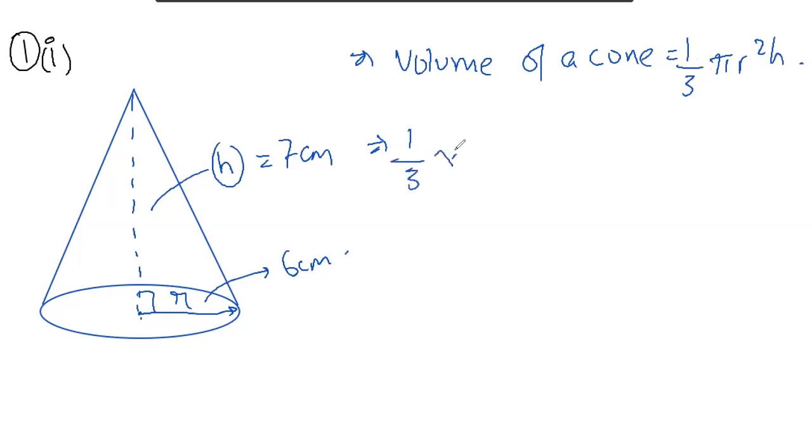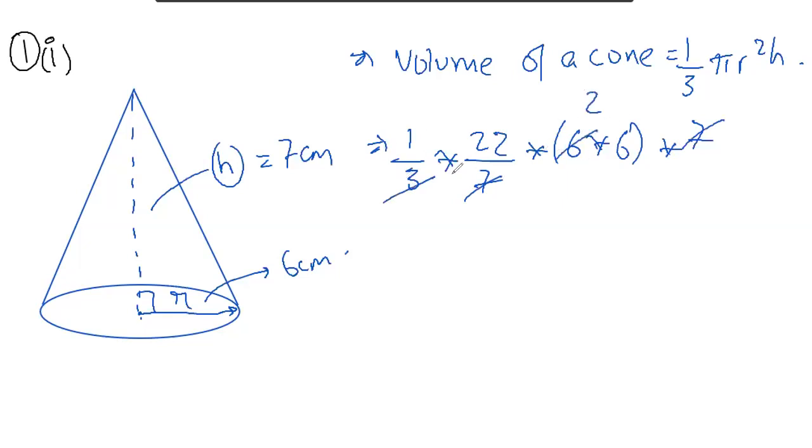So 1 upon 3 into pi, it is 22 by 7, or it could have been 3.14, but the question states that 22 by 7 should be used as pi. So r square is 6 into 6, into h which is 7 centimeters. So 7 ones are 7, 7 ones are 7, 3 ones are 3, 2 3s are 6, and we will calculate the sum. So 44 into 6 will be 264.